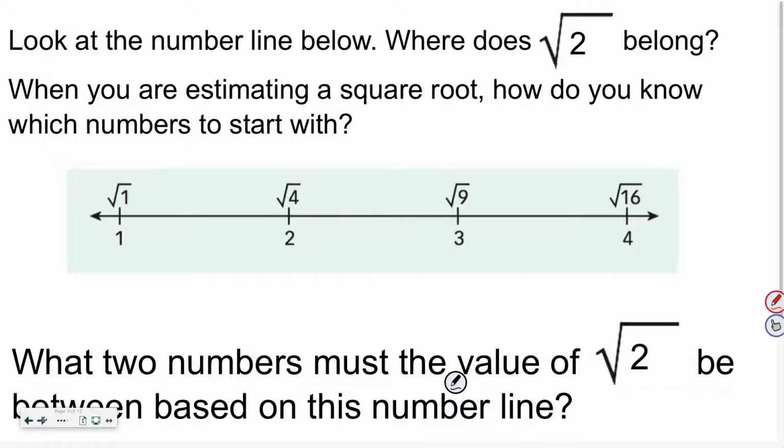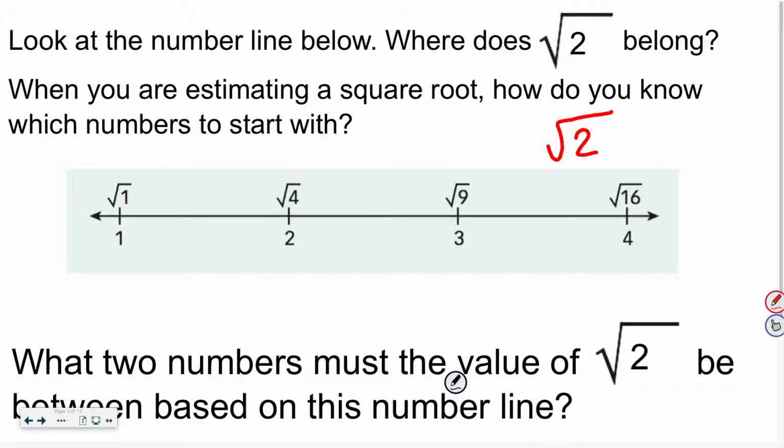So let's look at this number line here. Where does the square root of 2 belong? If I had the square root of 2, and I needed to place it on this number line, where would you put it? Now notice the number line that you have right now. You have 4 perfect squares. Square root of 1 is 1. The square root of 4 is 2. Square root of 9 is 3. The square root of 16 is 4. It's really like a regular number line, 1, 2, 3, 4.